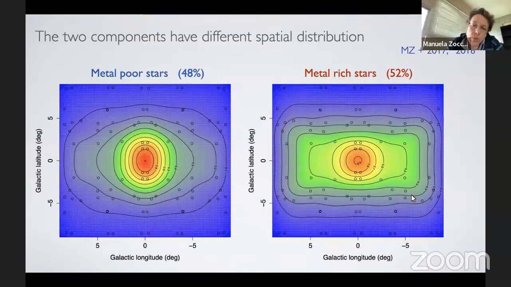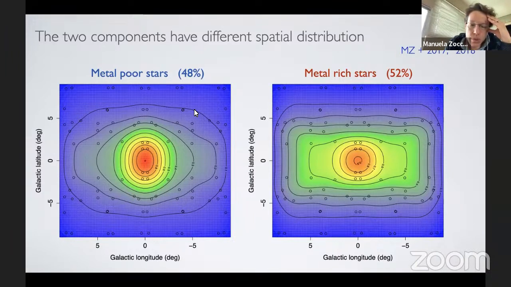Because when we see a bar edge-on, it looks like a box. That's why it's called boxy peanut. So this is what we expected. But we found that the metal-poor stars are more spheroidal. They are significantly less boxy and more concentrated in the center.